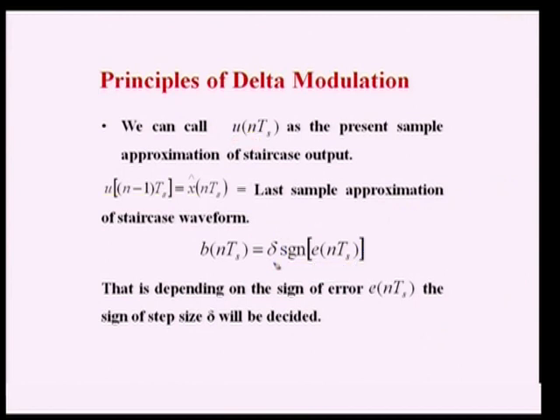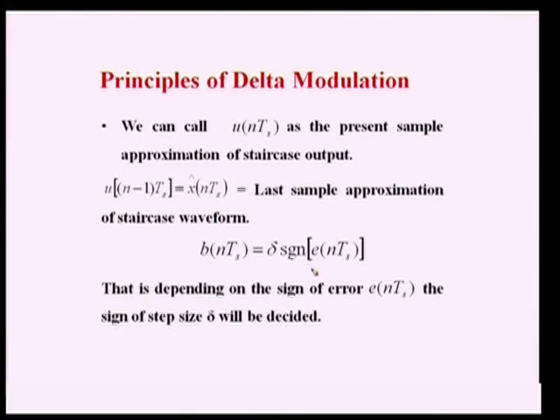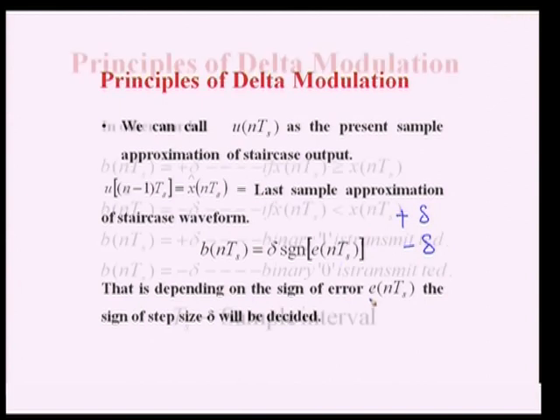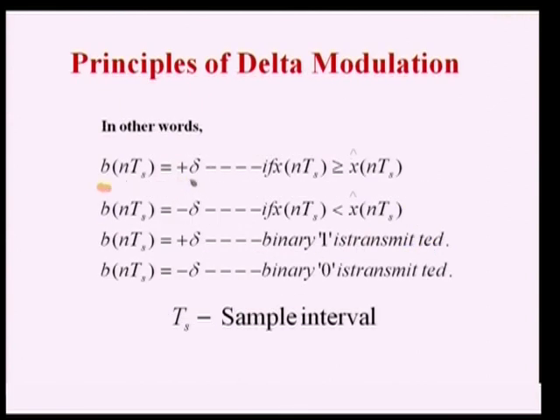As we have already seen, in case of delta modulation, only two values are transmitted, plus del and minus del. So, if the current sample is greater than the previous sample, then the error will be positive. So, the sign of the positive value will generate plus 1, and the bit will be plus del, and if the error is negative, then this b will be minus del. So, this depends on the sign of the error. Here this b takes plus del if the current sample is greater than the previous sample, and it takes minus del if the current sample is less than the previous sample. If the step size is plus del, then 1 is transmitted. If the step size is minus del, then 0 is transmitted.